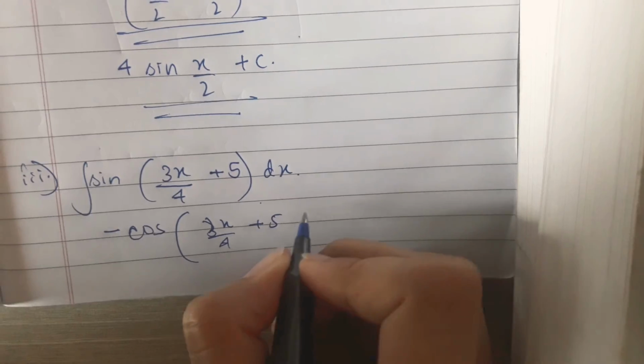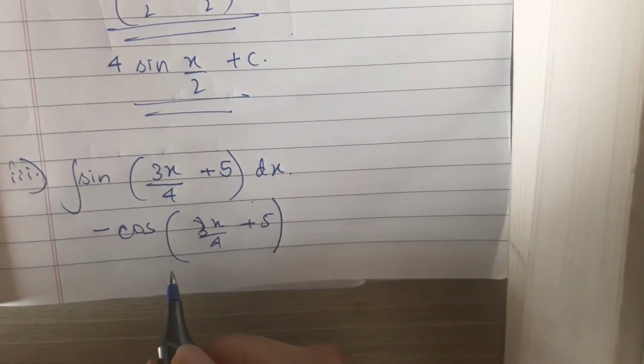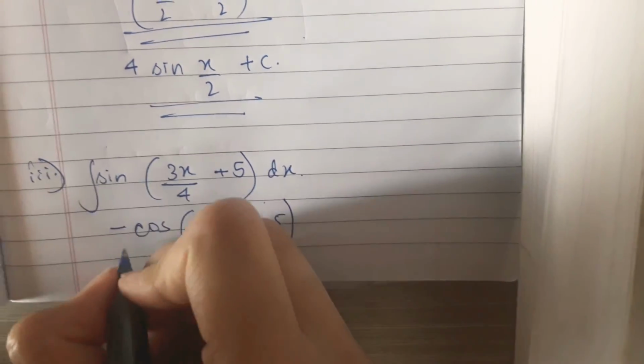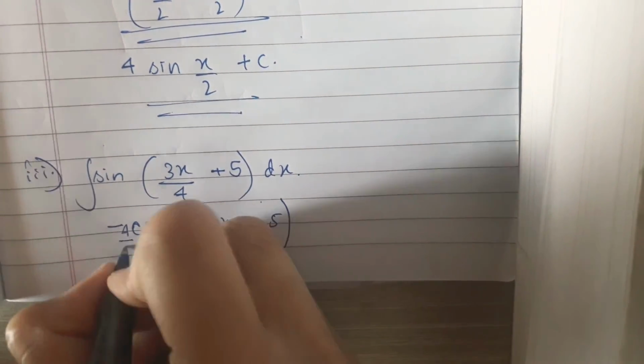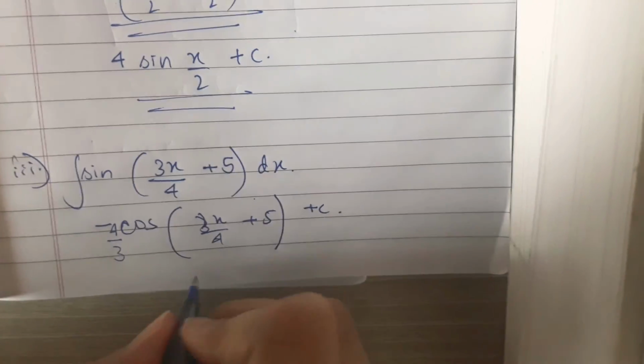Don't mind the messy handwriting. And again, the coefficient of x would go in the denominator, and ultimately it will come up in the numerator as 4 by 3. And then we have the plus c. So this is the final answer.